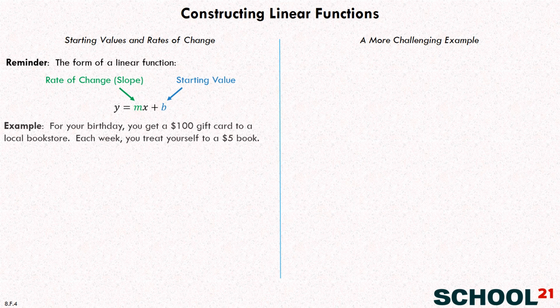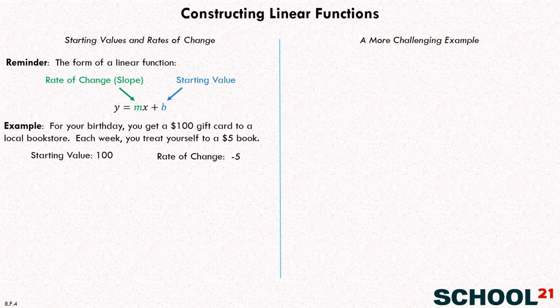Okay, now let's look at an example. For your birthday, you get a $100 gift card to a local bookstore. Each week, you treat yourself to a $5 book. So let's ask ourselves a couple of questions here. What is the starting value, and what's the rate of change? Well, the starting value is that $100 that you have on the gift card to begin with, and the rate of change is how much the amount on the gift card changes whenever you buy a book, and that would be negative $5. You might think $5, but really it's negative 5 because the gift card is going to go down $5 each time you buy a book.